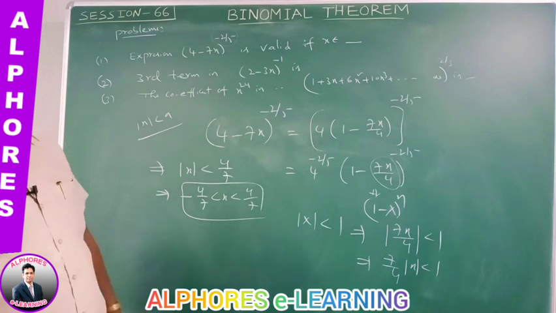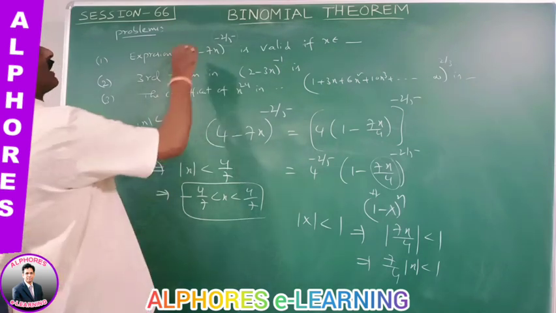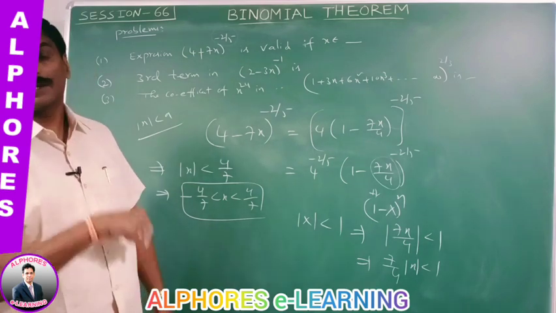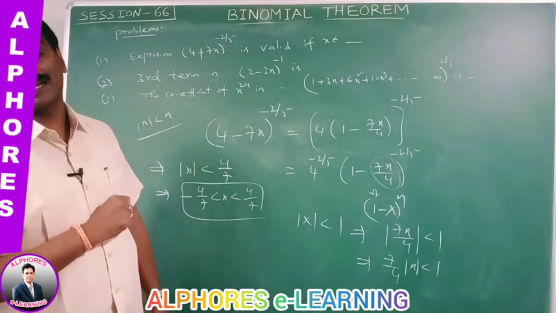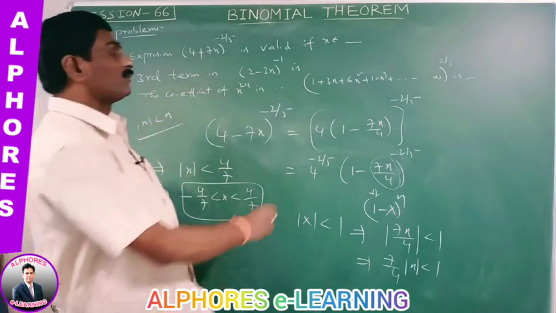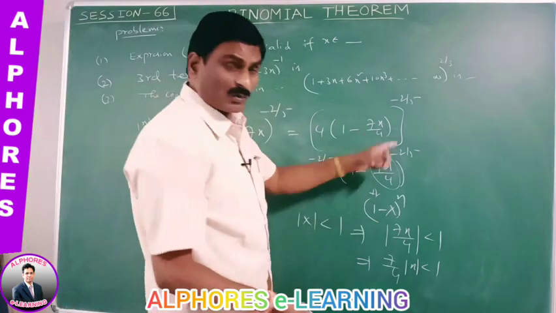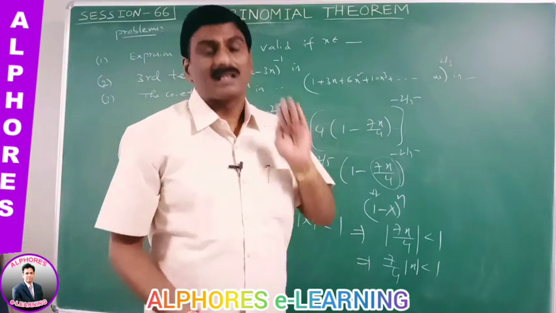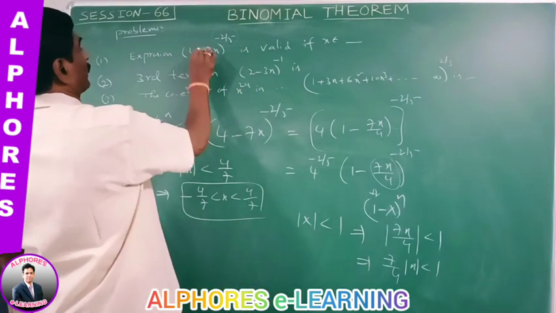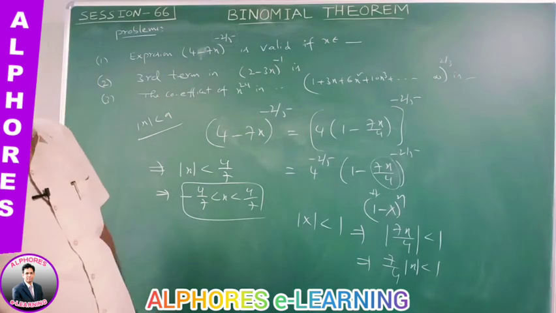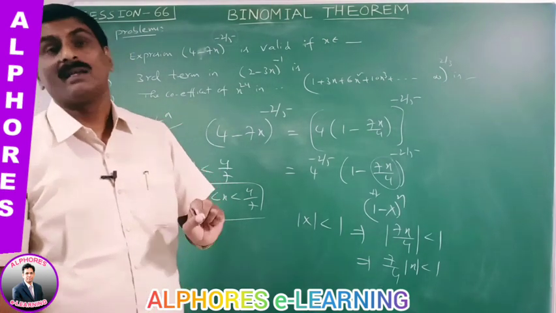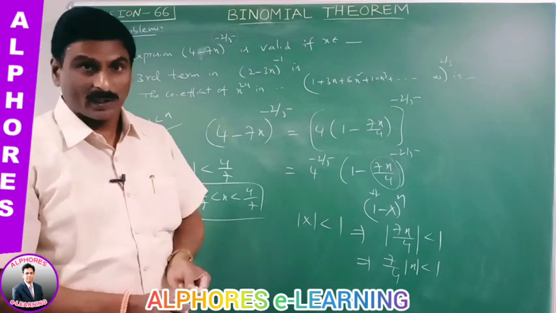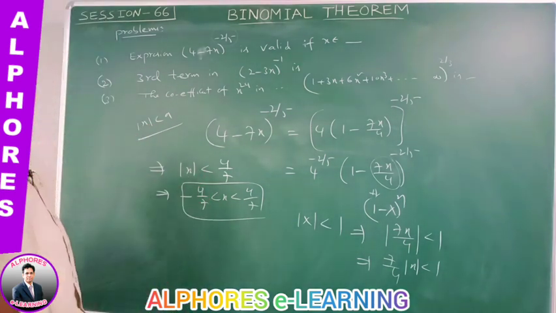Very, very important. Similarly, if the expression is in this way, 4 plus 7x whole power minus 2 by 5, for which value of x is it valid? In this case also it can be reduced into 4 into 1 plus x whole power n or 1 minus x whole power n. Both are valid only when mod x is less than 1. Please observe that point. First we reduce the given value into standard form. Standard binomial means 1 plus x form or 1 minus x form. Please write this value.